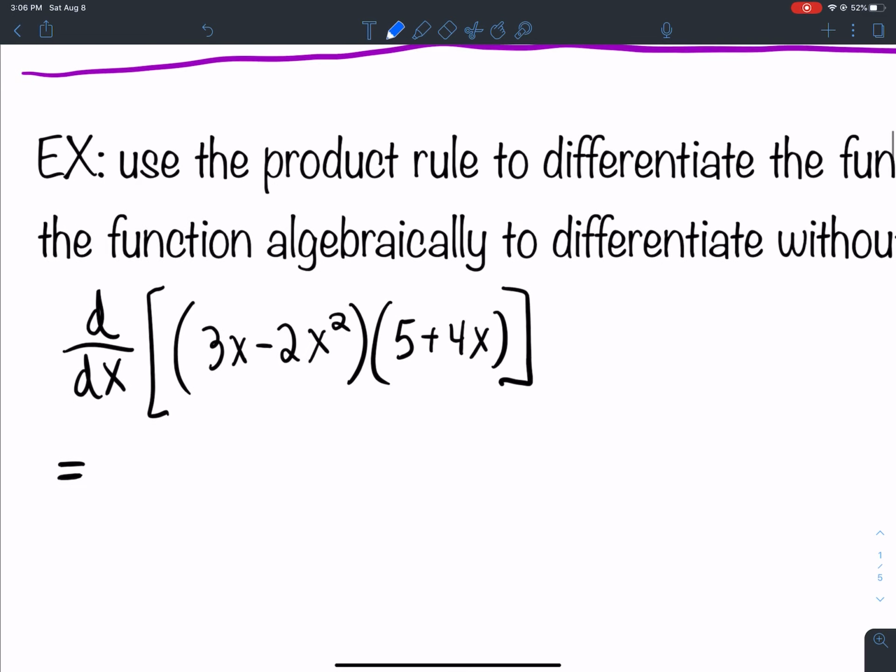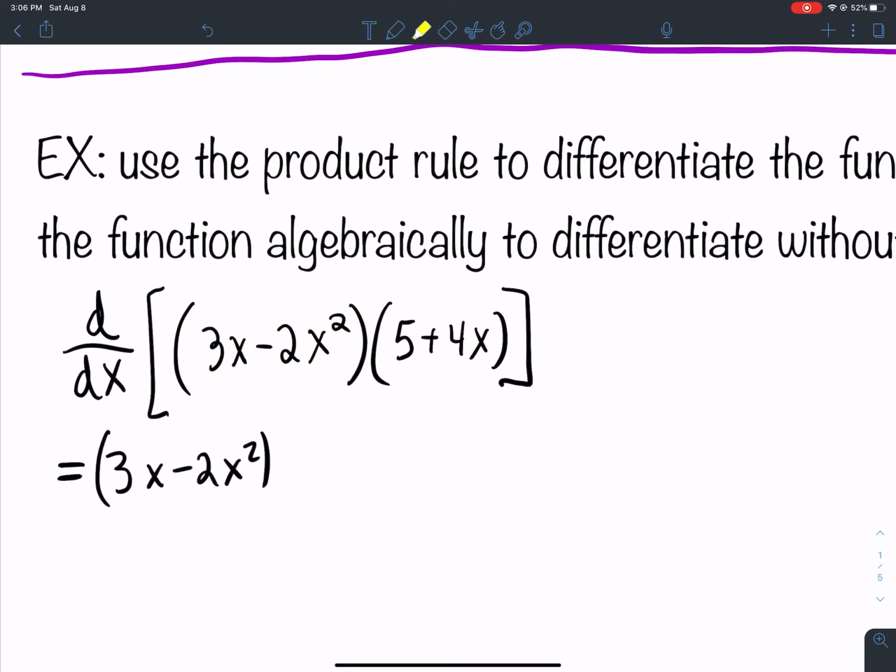What's the product rule say? It says the first times the derivative of second plus the second times the derivative of the first. Okay, so the first times the derivative of the second. What's the derivative of the second? Well, the derivative of 5 is 0. Derivative of 4x is just 4. Okay, plus the second, which is 5 plus 4x, times the derivative of the first.